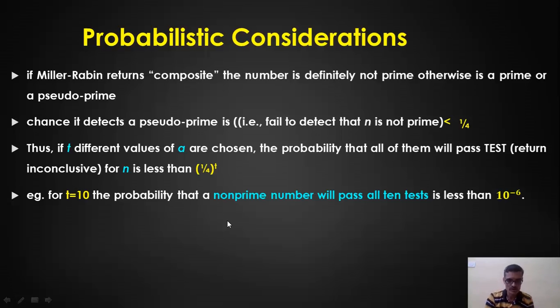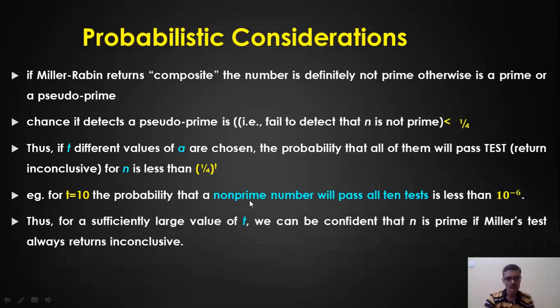If I go with t equal to 10, that probability will reduce to 10 to the power minus 6. That means for large numbers of tests, repeatedly considering different values of a, the probability of wrong information will go down. So we have to go with large numbers of tests basically.